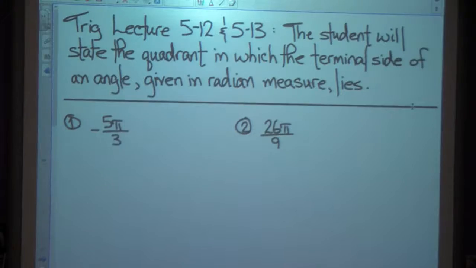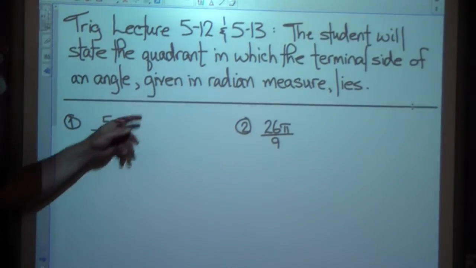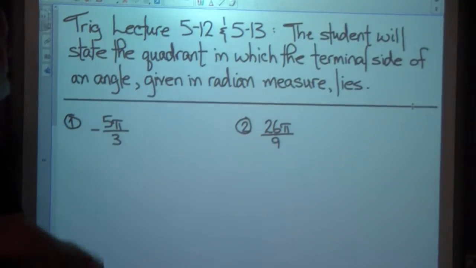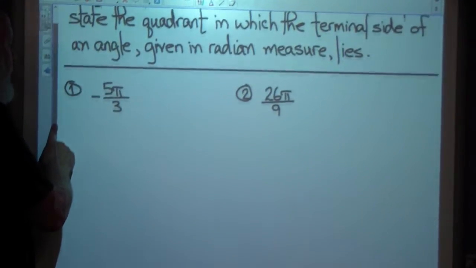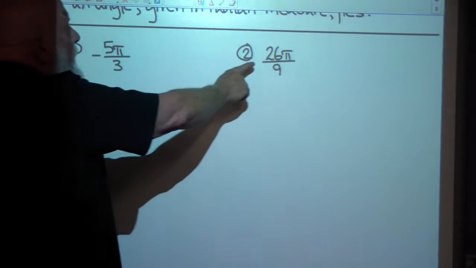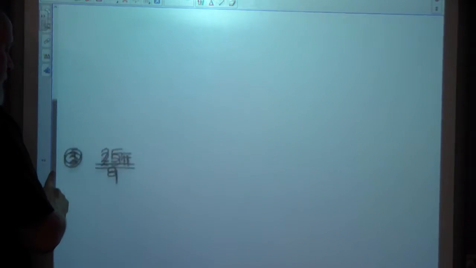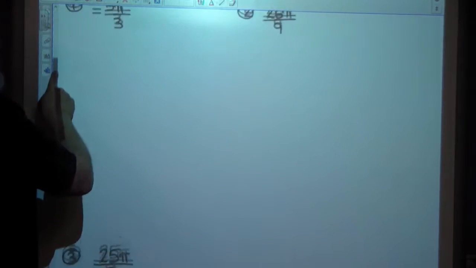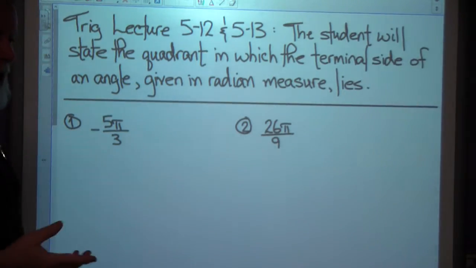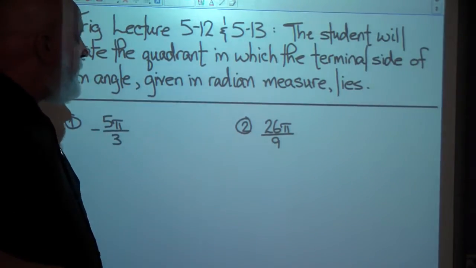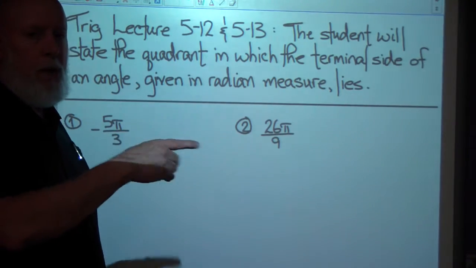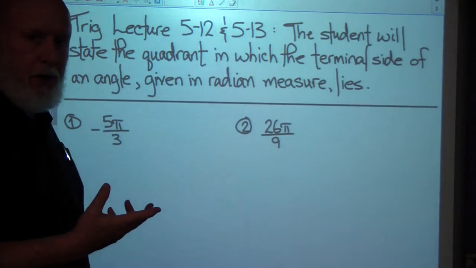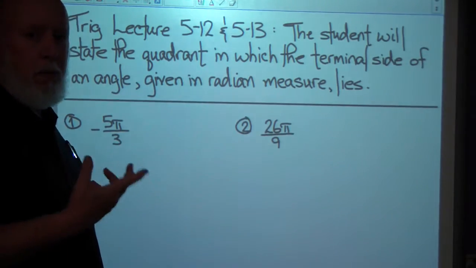Right, lecture 512, 513, we're going to do another little review. We're going to review finding the quadrant in which the terminal side of an angle lies if we're given the angle in radian measure. So that's our objective, and here are the angles that we're given. They're given to us in radian measure, and we want to determine if the angle is sketched in the XY coordinate plane, in standard position, in what quadrant will the terminal side lie.